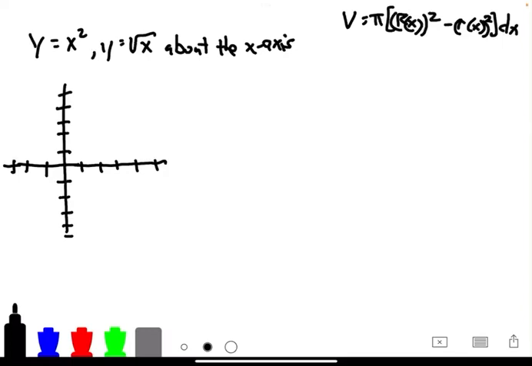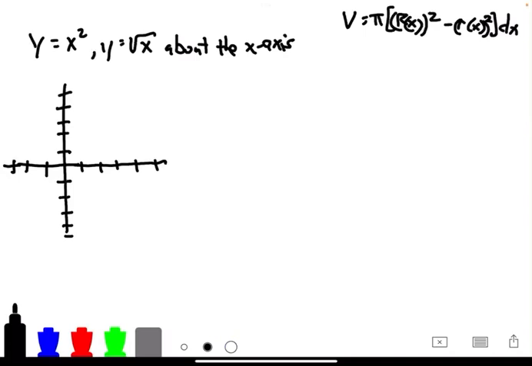Today we want to look at the washer method. The washer method is an extension of the disk method. We're still looking to find the volume, but now we have multiple functions where we have to find an outer radius and inner radius instead of having one function where we could just use the disk method.